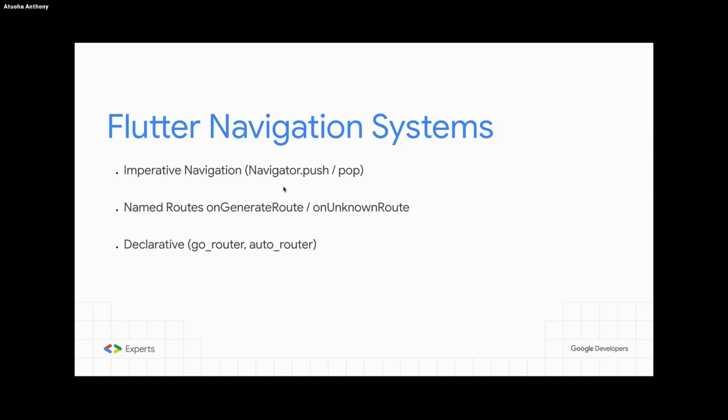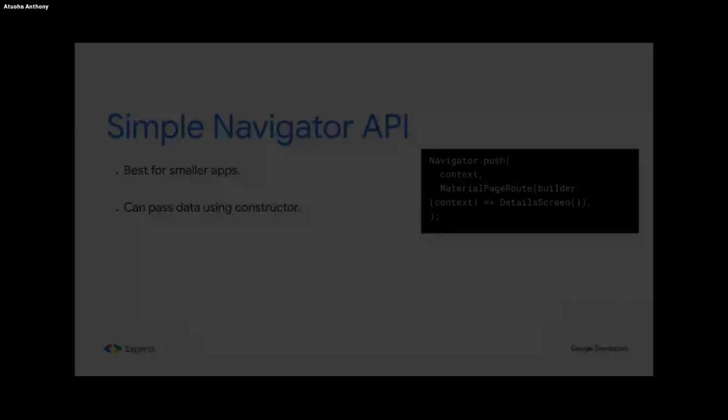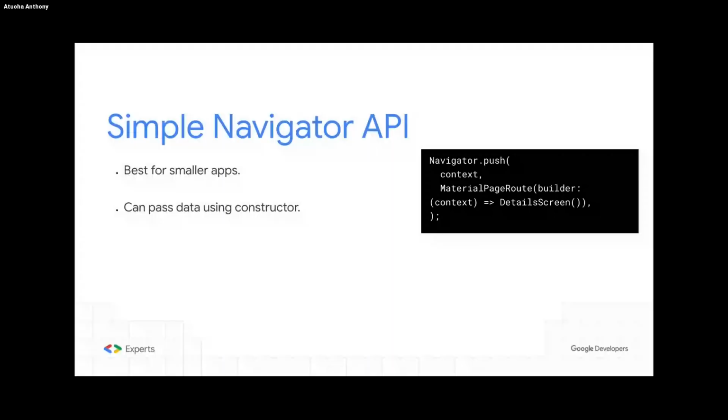Okay. We're going to be using the simple Navigator API for the first time. We're going to make use of it so that we can learn how Flutter does this before we start looking at how these plugins make it easier for us. It is used for small applications, and you can also use it in constructors. One thing you need to understand is that it's the simplest way of moving between screens.